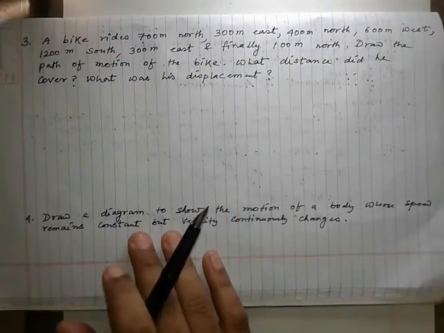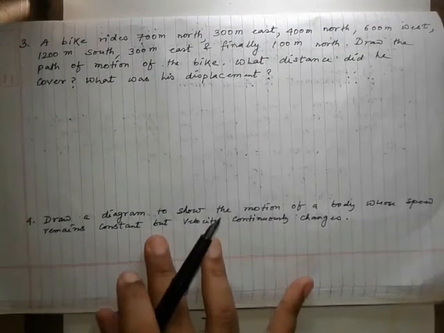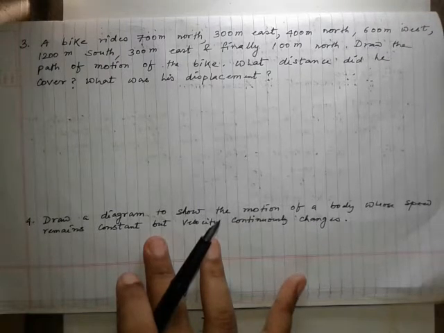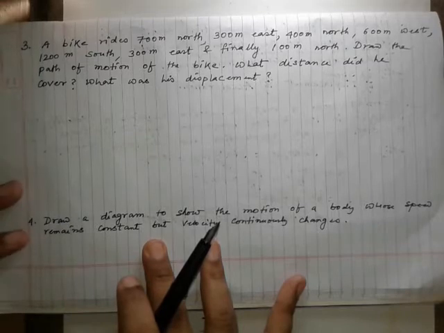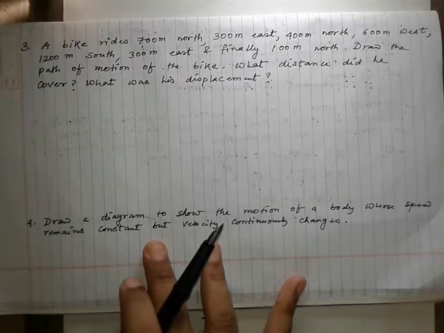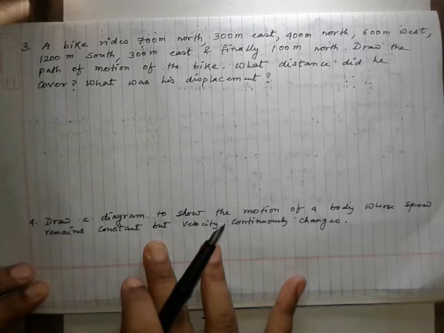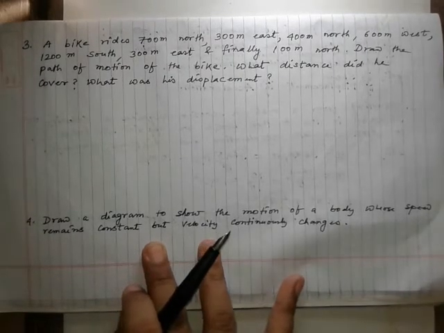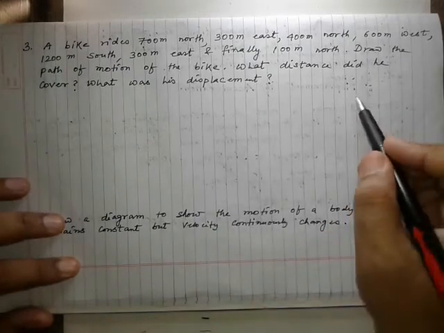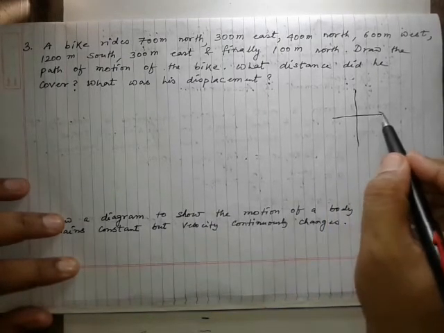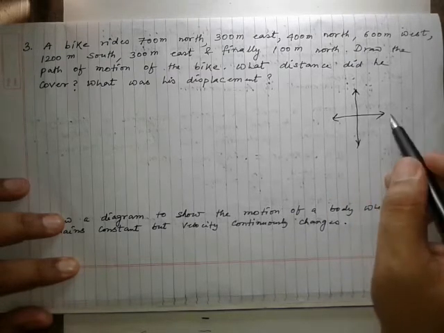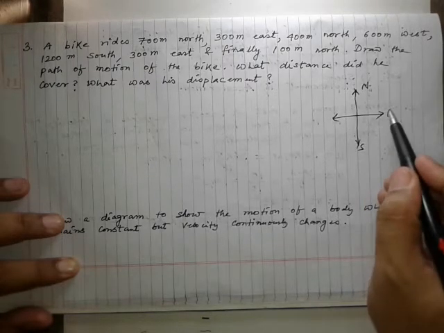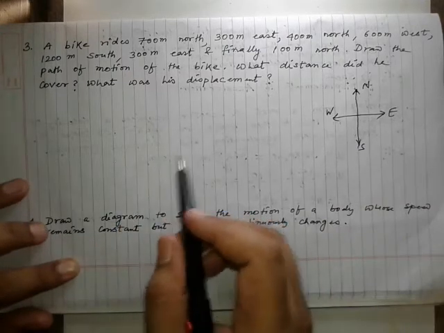Now a bike rides 700 meter north, 300 meter east, 400 meter north, 600 meter west, 1200 meter south, and 300 meter east, and finally 100 meter north. Draw the path of motion of the bike, what distance did he cover, what was his displacement. You have to draw the diagrams. Without drawing the diagram, doing it will be completely difficult. So first you have to draw this one: north, south, east, west. Then this is the starting point.